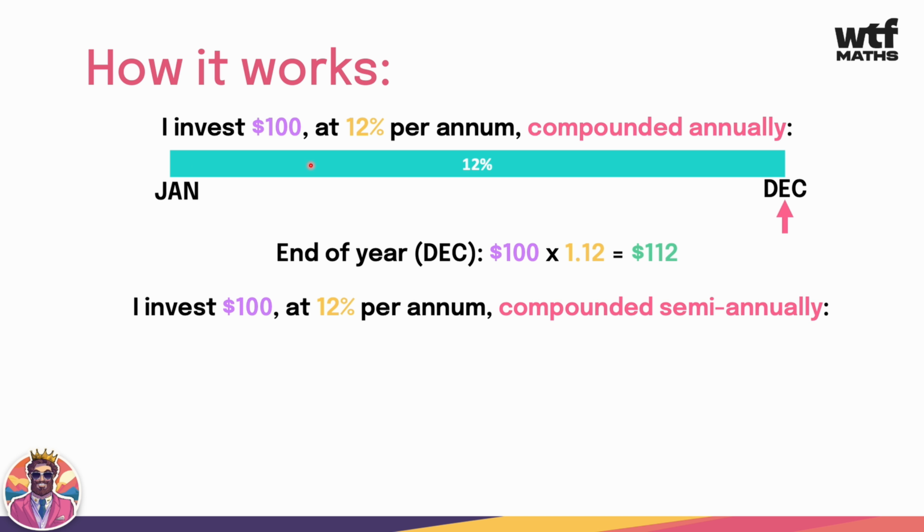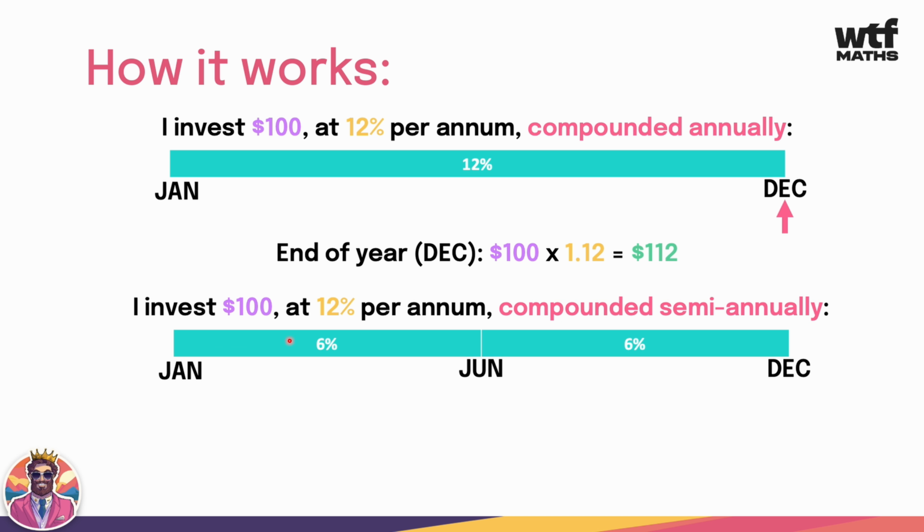Now, if we decide instead to invest in something that's compounded semi-annually, that means it happens twice a year. So instead of having this giant 12% bar here, we're instead going to have two lots of 6%. That 12% is broken into two halves for the first half of the year and the second half of the year. So what the bank does is it goes, okay, we're going to compound twice because it's semi-annual. So right halfway through the year, at the very end of June, just before July starts, we'll do a compounding here. So we're going to take your $100, times it by the 6% just for this half of the year, and you'll get $106.